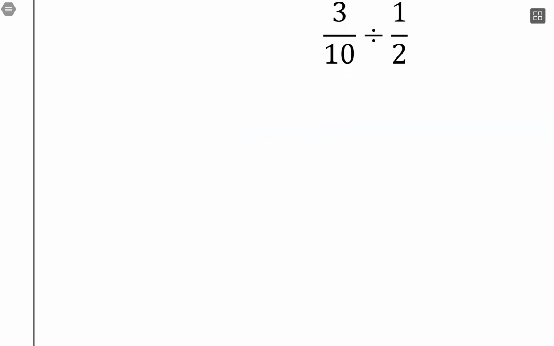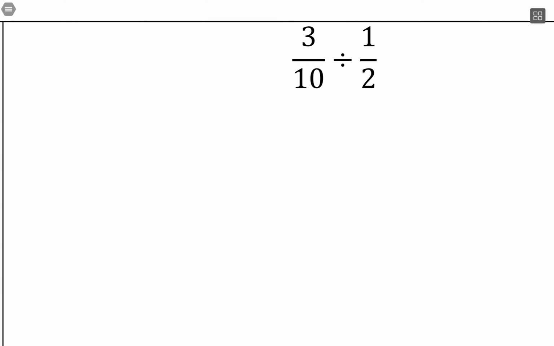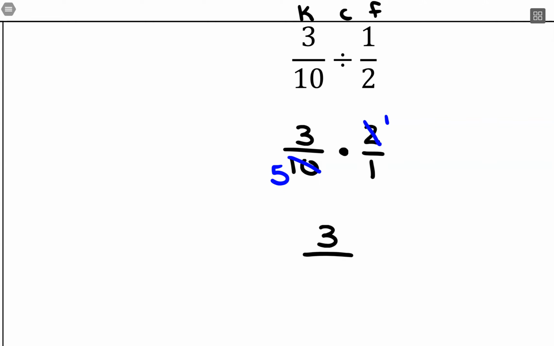All right, let's do another example here. 3/10 divided by 1/2. So we're going to do keep, change, flip. So I'm going to keep 3/10 exactly the same, change to multiplication, flip to 2 over 1 instead of 1 over 2. And then simplifying, there's a common factor of 2, so 2 divided by 2 is 1, 10 divided by 2 is 5. So 3 times 1 over 5 times 1 for 3/5.